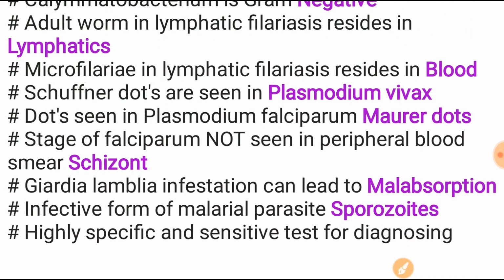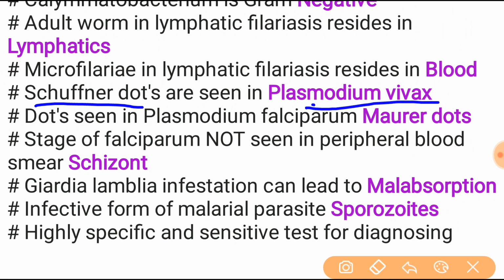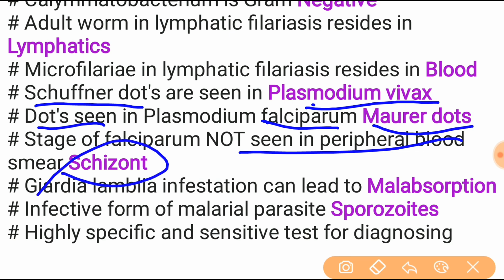Schüffner's dots are seen in Plasmodium vivax. Dots seen in Plasmodium falciparum will be Maurer's dots. Stage of falciparum not seen in the peripheral blood smear is the schizont. Here you have to remember Schüffner's dots in the vivax. Okay, here the V is given. V, that means 5. Okay.